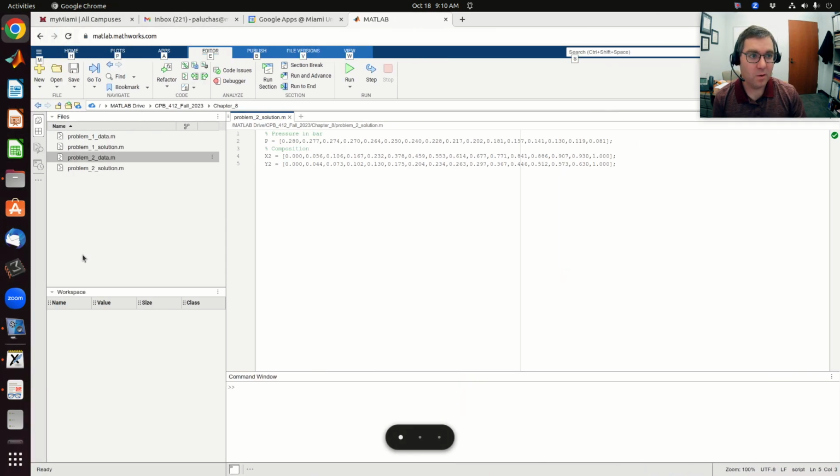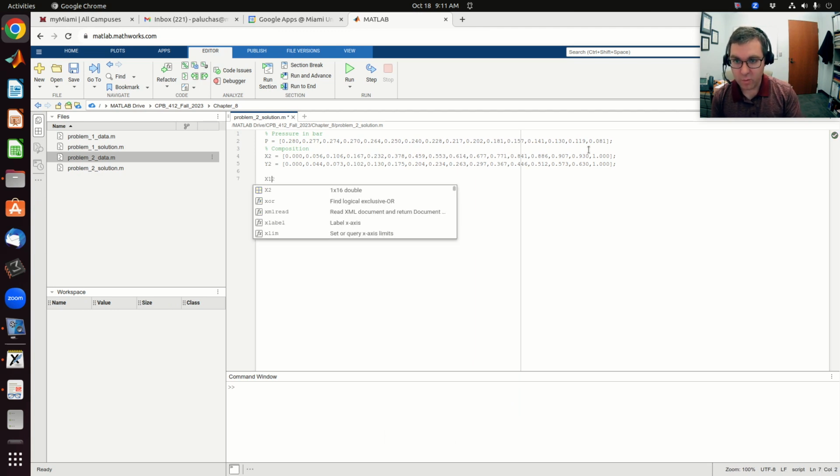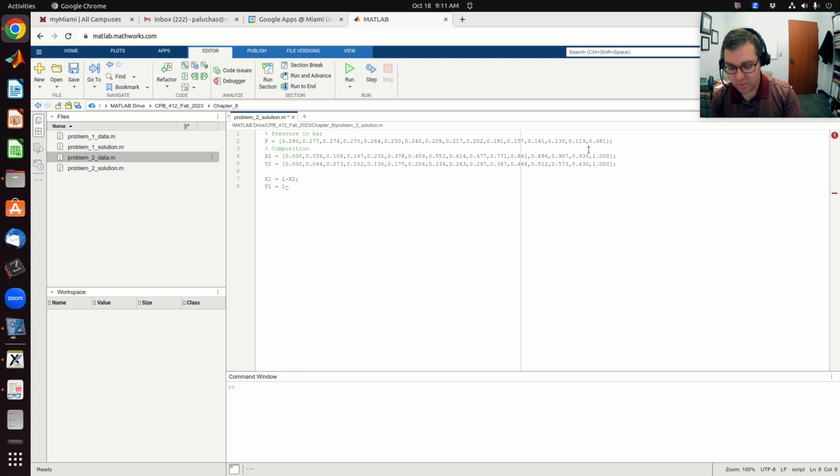So in my MATLAB code, I'm going to change that to X2 and Y2. Then I would rather work with X1, so X1 is just going to be 1 minus X2. Good, my equal sign works, so I was able to eliminate my shortcut keys as compared to the last video. And Y1 is going to be 1 minus Y2. Okay, great.